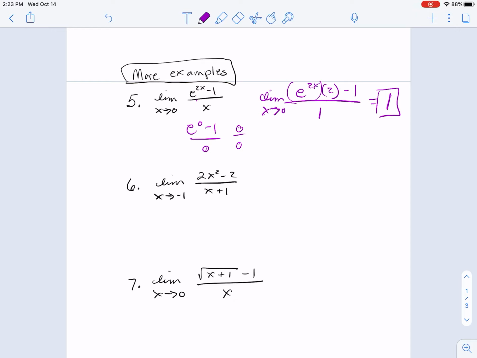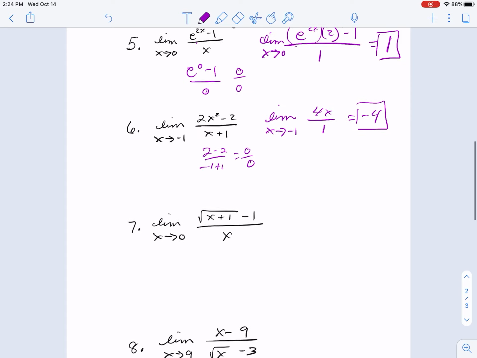Okay? You plug in negative 1. You get 2 minus 2 over negative 1 plus 1. You get 0 over 0. Now, could you factor it? Probably. But it's easier to go ahead and do L'Hopital. And you get 4x over 1. You plug in negative 1, and you get negative 4. Peachy keen, man.